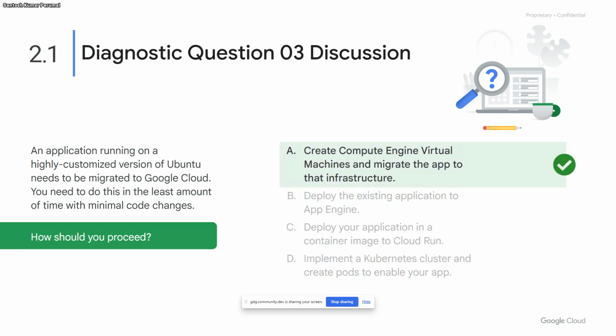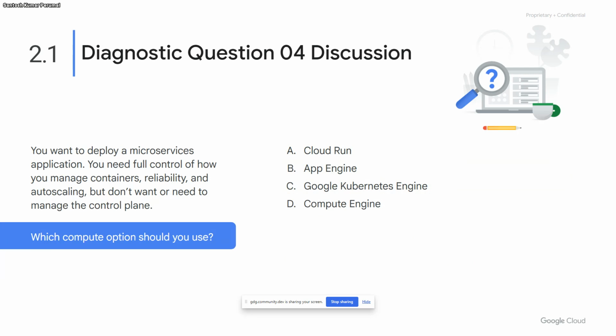The reason we are going with Compute Engine here is that a highly customized version of Ubuntu needs to be migrated. When it comes to the operating system, as we saw, if you need control over the operating system, then Compute Engine is one of the options, and you need to do this in the least amount of time with minimal code changes. So that's one of the reasons, and the other options are ruled out because you need control over selecting your operating system. So let's look at the next question.